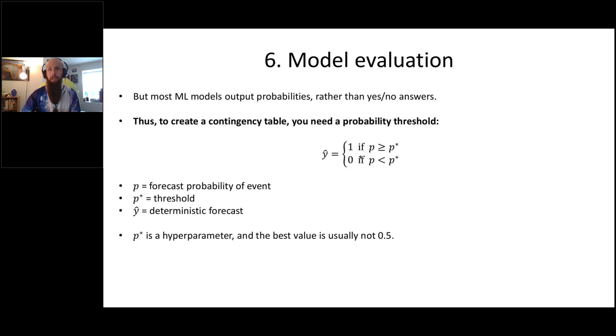And P star is also a hyperparameter. So if you have a modeling problem where your client or end user needs deterministic answers instead of just probabilities, that means you need to choose this P star. You need to choose a probability threshold that you're going to use in the end when you apply this model in the wild. And then that becomes another hyperparameter that you have to tune and play with.